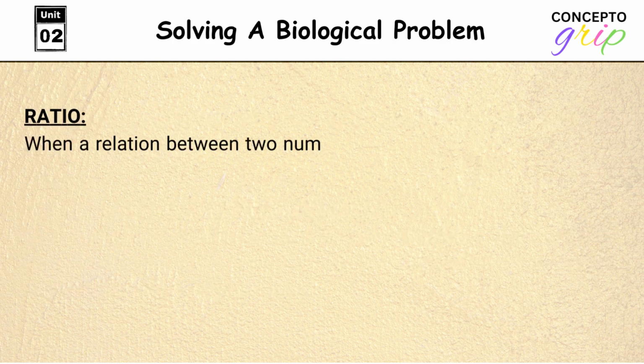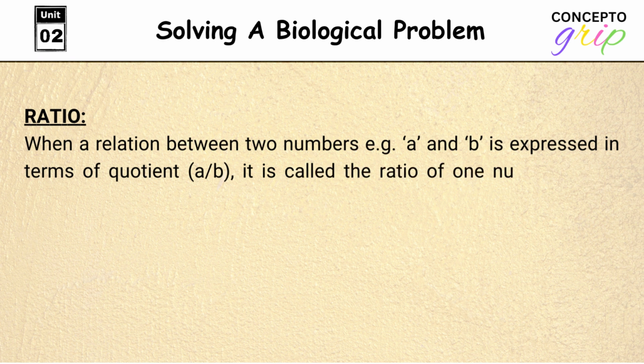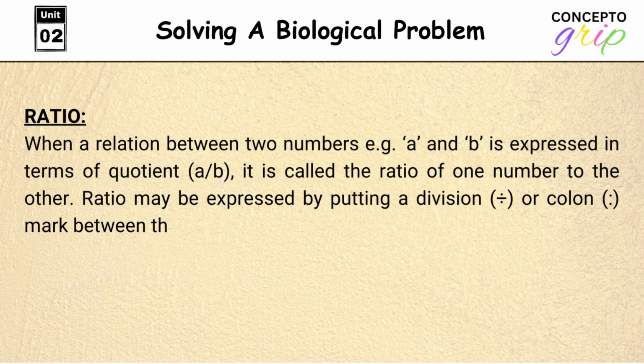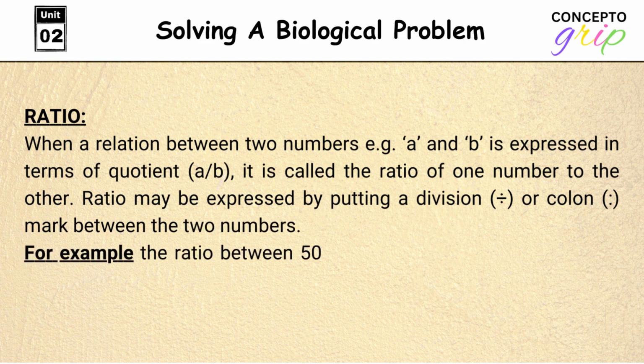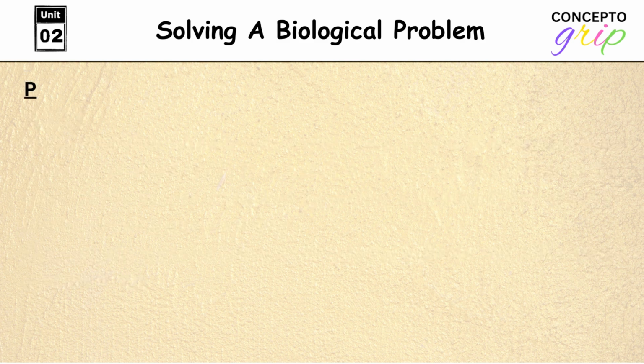Ratio. When a relation between two numbers, for example A and B, is expressed in terms of quotient, it is called the ratio of one number to the other. Ratio may be expressed by putting a division mark or colon mark between the two numbers. For example, the ratio between 50 malarial patients and 150 normal persons is 1:3.